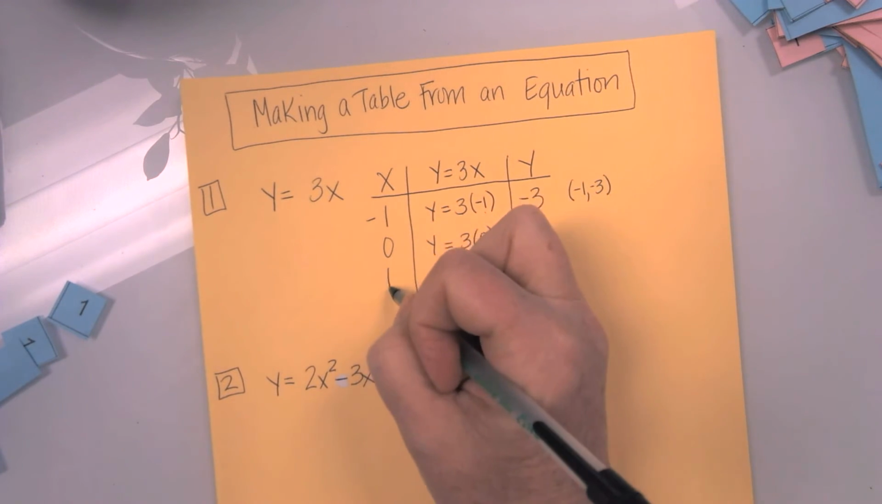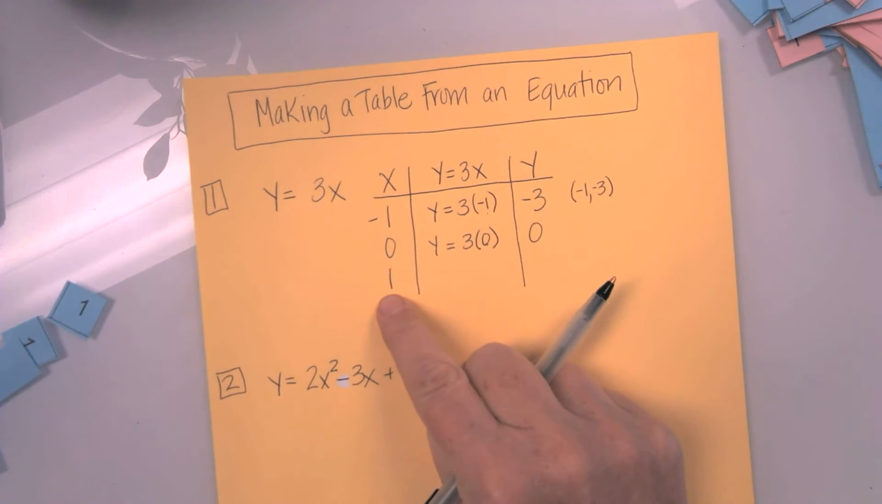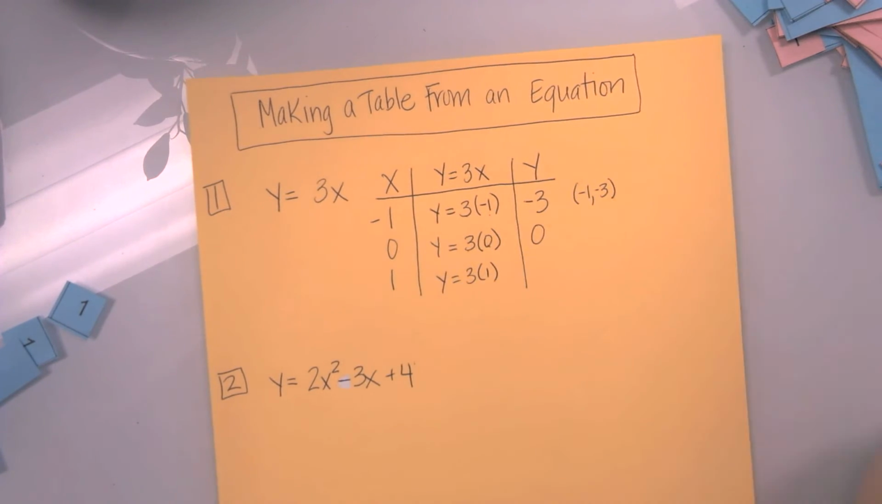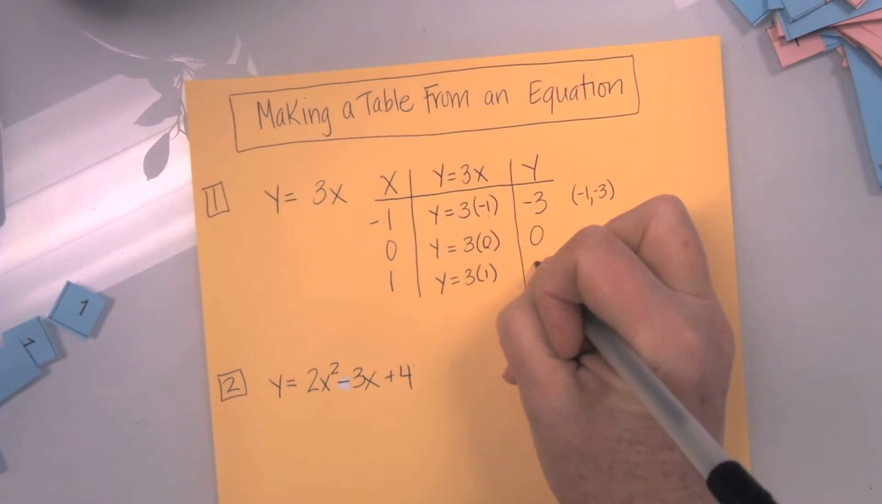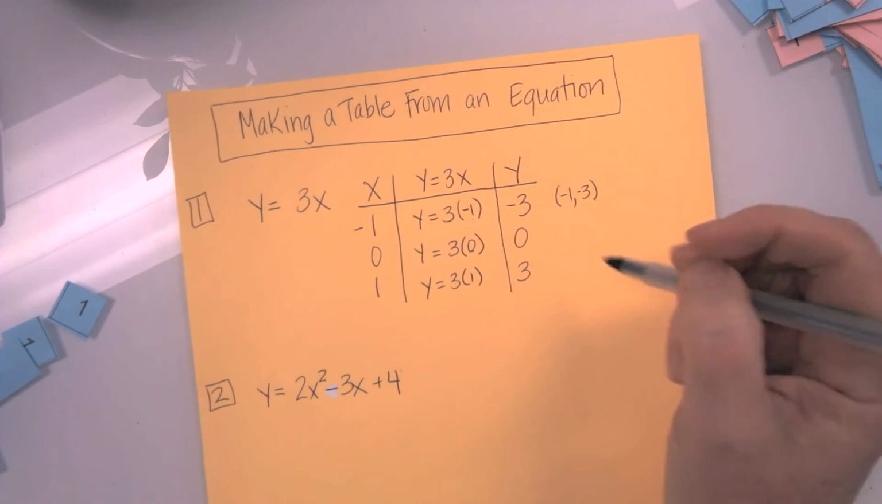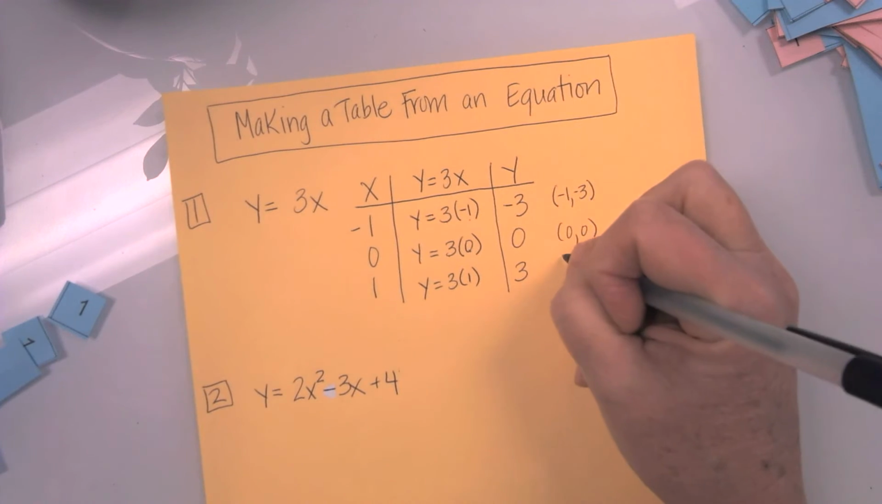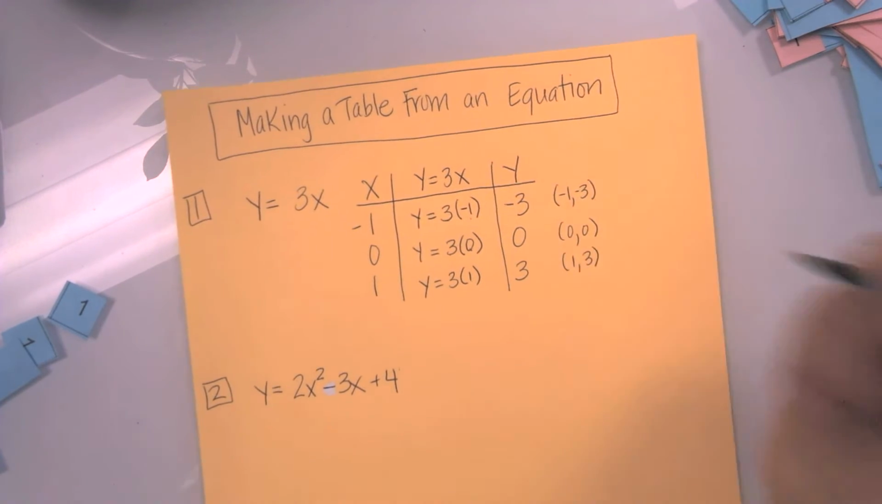Okay, now I'm going to try and see what happens when I have a 1. With x is 1, I substitute in my 1. 3 times 1 is 3. Now I could, since I have 3 points here, go ahead and graph this. But we'll save that for another video.